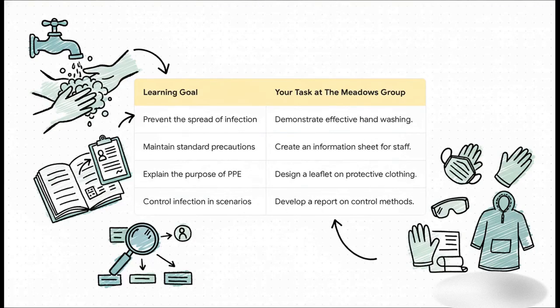And here's the best part. Your assessment for this unit is tied directly to this real-world mission. Just look at this table. You won't just write about hand washing, you're going to demonstrate it. You won't just read about precautions, you will create an actual information sheet for the staff. Every single learning goal is connected to a practical, hands-on task that directly helps the Meadows Group.